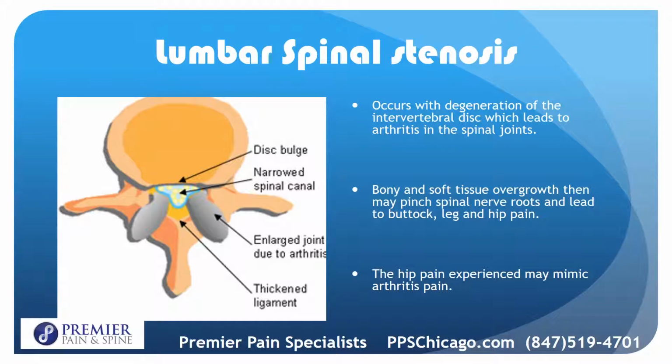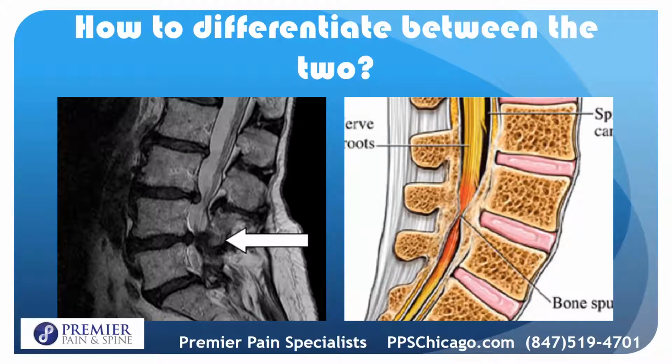It occurs with degeneration of the intervertebral disc, so here's the disc. As this breaks down, more stress can be shifted to the back of the spine where these facet joints are. That's where one vertebrae hinges and articulates with the next, okay? And that can cause bony and soft tissue overgrowth, which then can pinch spinal nerve roots and lead to pain in one's buttocks, legs, or the hip. And the hip pain that's experienced from spinal stenosis can mimic that from arthritis of the hip joint. So how to differentiate between the two?